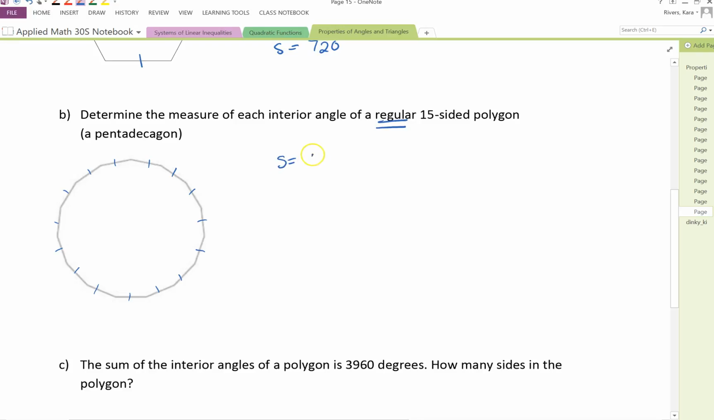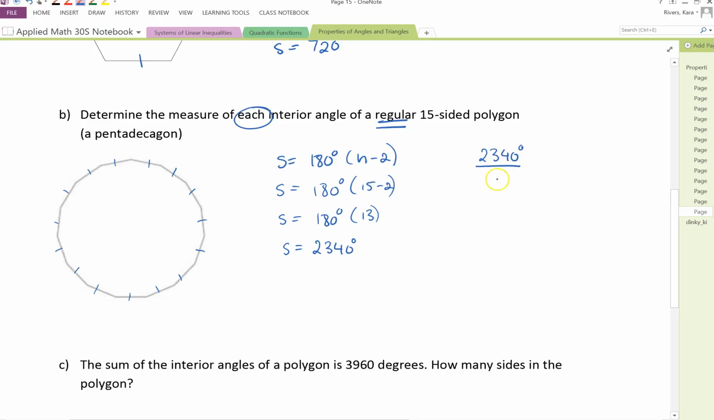So we're using the same formula, 180 degrees times n minus 2, but this time for a 15-sided shape. 15 minus 2, which is 13. 13 times 180 degrees, that would give me 2,340 degrees. Again, they want to know the measure of each interior angle, so I'm going to take that 2,340 degrees, divided by 15, to give me 156 degrees for each angle.